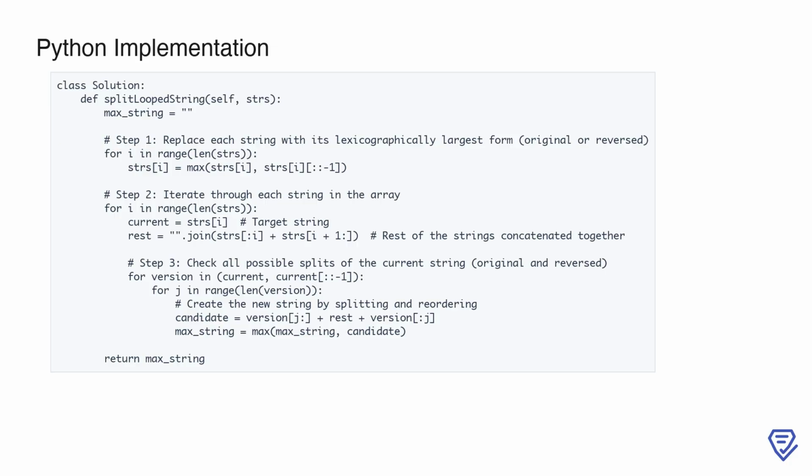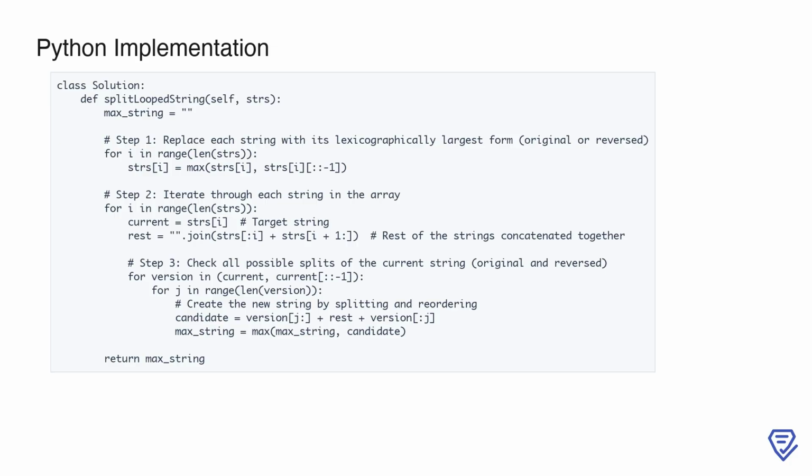Complexity analysis. Time complexity: the algorithm's complexity is O(n * m squared), where n is the number of strings and m is the average length of the strings. This is because for each string, we evaluate its original and reversed versions, and for each version, we explore all possible split points. Space complexity: the space complexity is O(1), as the algorithm operates in place without using additional data structures beyond the input and output.